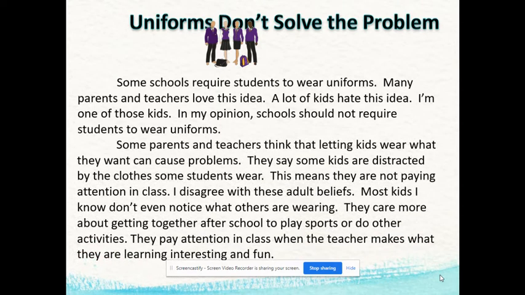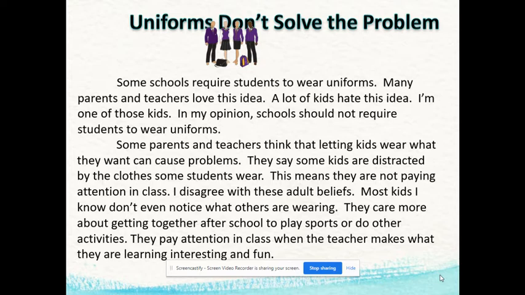Some parents and teachers think that letting kids wear what they want can cause problems. They say kids are distracted by the clothes some students wear. This means they are not paying attention in class. I disagree with these adult beliefs. Most kids I know don't even notice what others are wearing. They care more about getting together after school to play sports or to do activities. They pay attention in class when the teacher makes what they are learning interesting and fun.